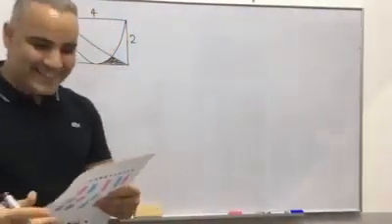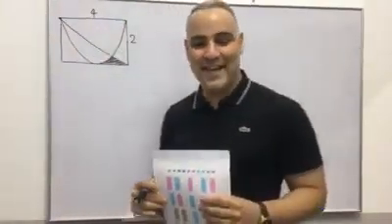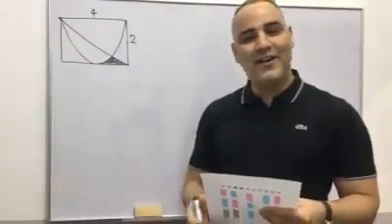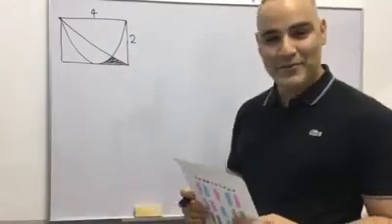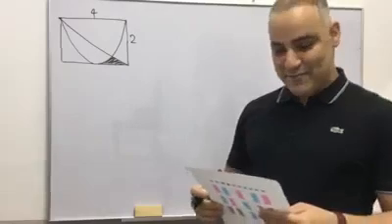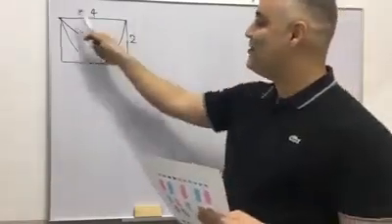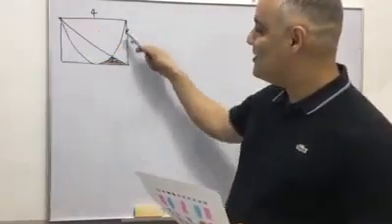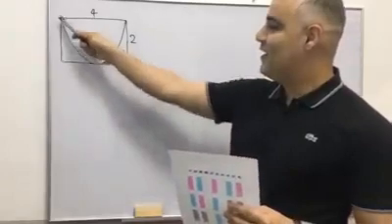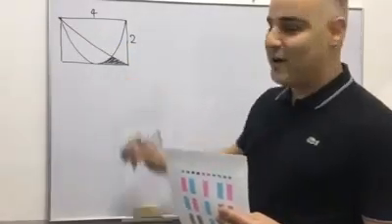Hi everyone. Today I'm going to talk about a problem that has been going around on social media, and it's kind of difficult to solve. Let's start. The problem is there is a rectangle and there is a semicircle inside the rectangle, and then we have the diagonal. What is the area of the shaded part?